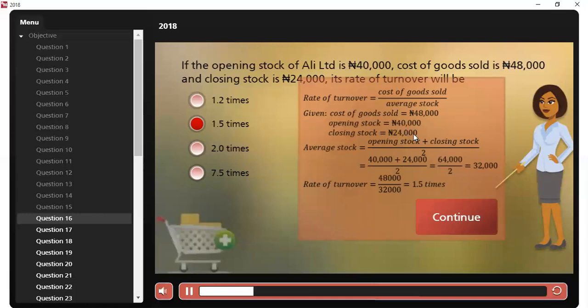That's what I did here, and it will give us 32,000. Opening stock plus closing stock divided by 2, 32,000. Now we have average stock. Now substitute 48,000 in cost of goods sold and 32,000 in average stock. Then you divide 48,000 by 32,000 and you get your answer, which is 1.5 times.